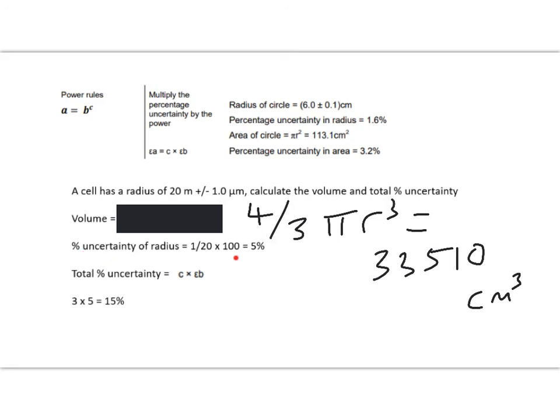The percentage uncertainty of the radius, remember, is uncertainty divided by measurement times 100. So uncertainty 1 divided by measurement 20 times 100 is 5%. If that's the percentage uncertainty of the radius, what's the percentage uncertainty of the volume? It's the power times the percentage uncertainty of the measurement. So it's 3, because that's the power, you're cubing the radius, times the percentage uncertainty of that measurement, which is 5, so that gives us 15%.